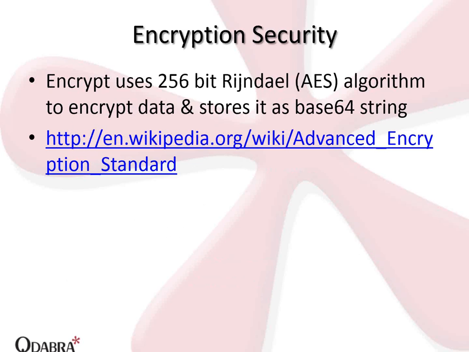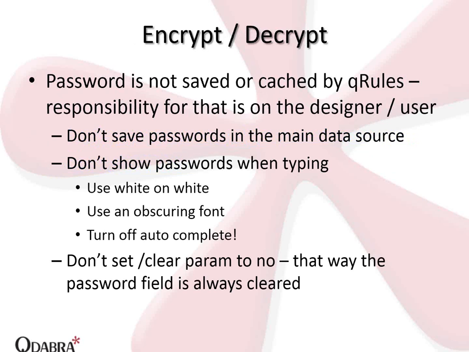So the encryption security. qRules uses a 256-bit algorithm to encrypt the data and stores it as a base 64 string. It's an AES algorithm. And here's a link that tells you a little bit more about that particular standard. So we are using an encryption standard. The class is something that is included in the .NET libraries, the same classes that Windows uses and Microsoft Tools use. So it is an encryption standard that we're using.